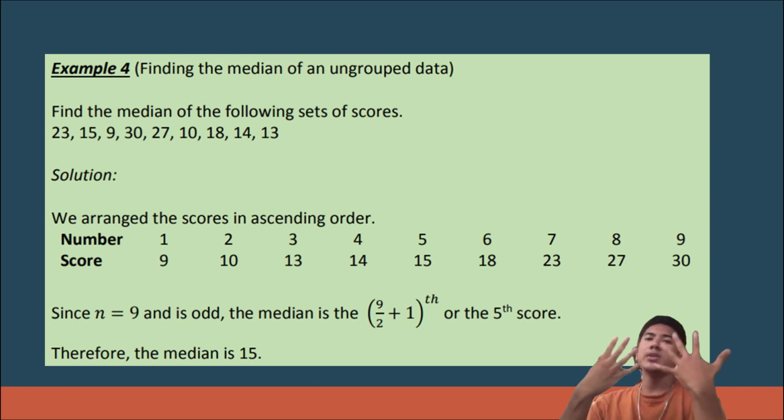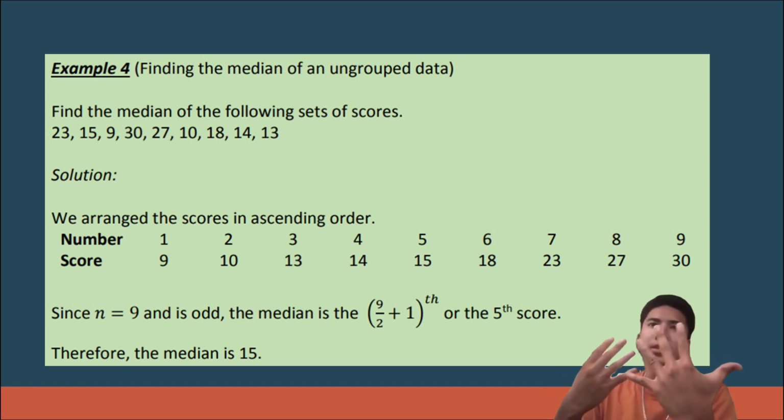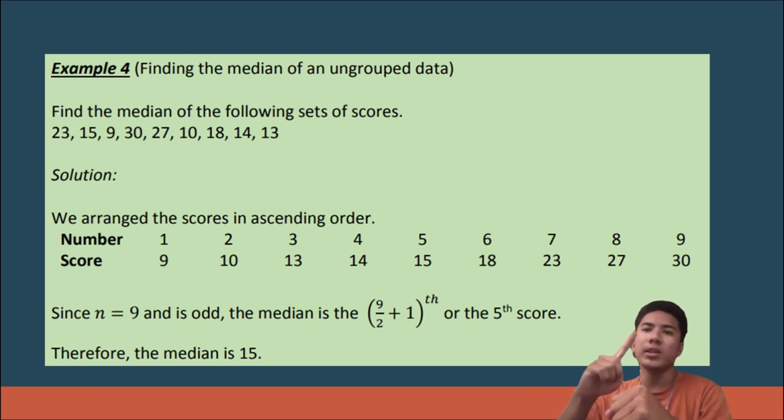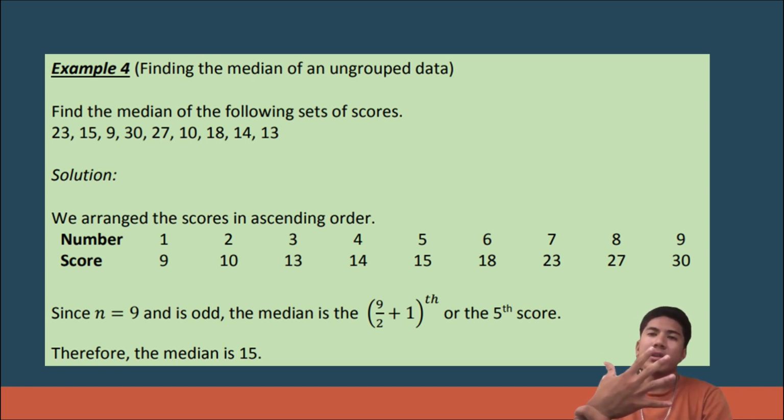So in my method, 9 plus 1 equals 10, and divided by 2 equals 5. So the fifth number, or the fifth quantity, is the median. So which is 5: 9, 10, 13, 14, so 15. 15 is the median.